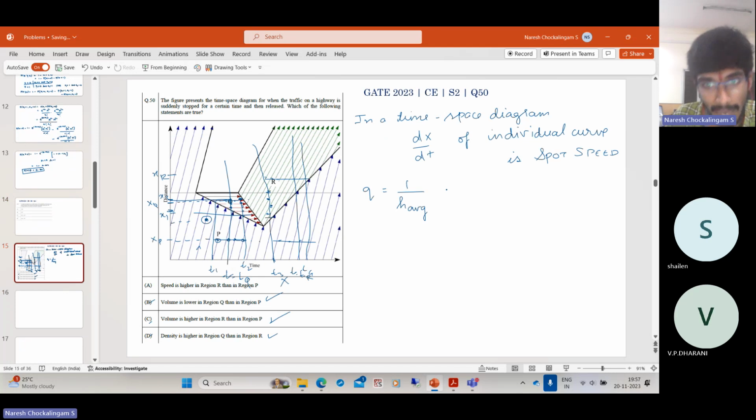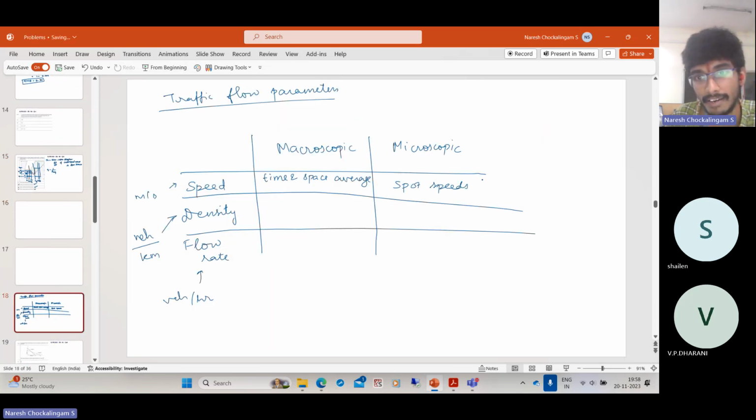So we looked at what is a space-time diagram. A space-time diagram plots the position of every vehicle as a function of time. Each of the lines here represents one vehicle, and there are multiple lines which represent other vehicles. The slope of the space-time diagram of a given vehicle at a given x and t is called the spot speed. So spot speed is for a given vehicle, a function of x and t. You can call it v of x and t, the usual dx by dt. So that is the spot speed.